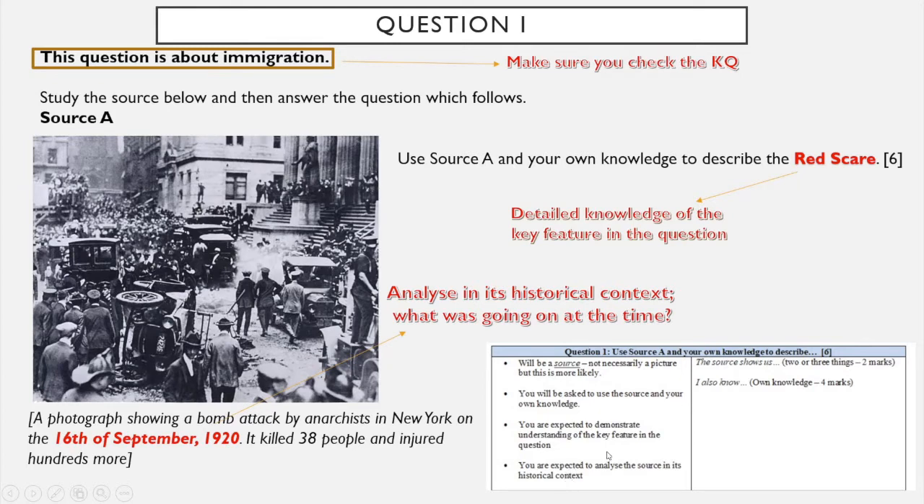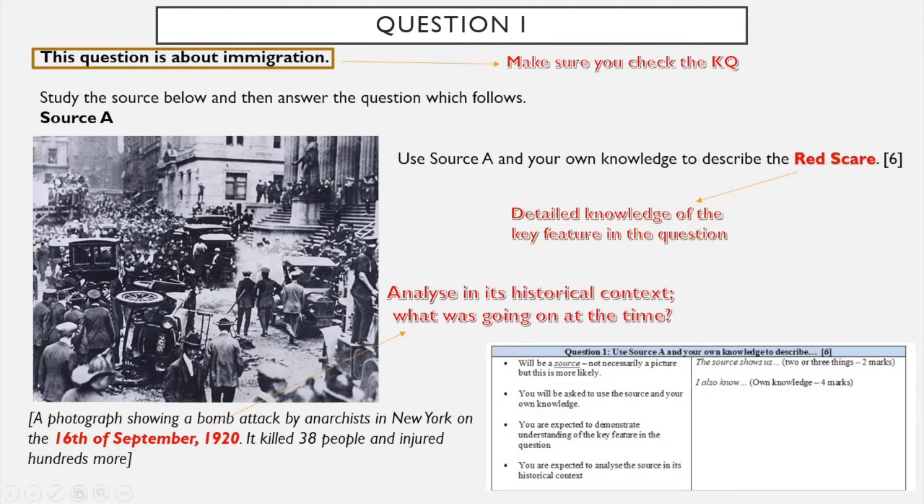You're also expected to analyse the source and its historical content. So in order to get 6 with this, let's go back to you need detailed knowledge of the key feature in the question. You need detailed knowledge of what the Red Scare actually was. Okay, so as you know, the Red Scare was a big fear, a hysterical fear for many citizens in the US about communism. They were fearful because of the Russian Revolution in 1917, and they were convinced that a lot of the immigrants that had come into the country from areas like Russia were communists, were extremists, and they were going to try and sort of override and take down the government.